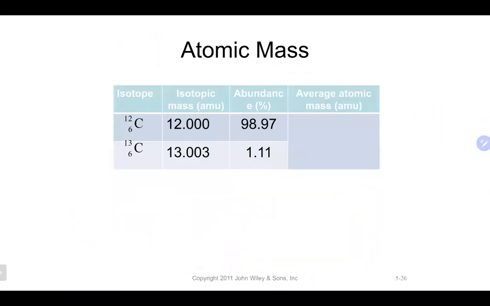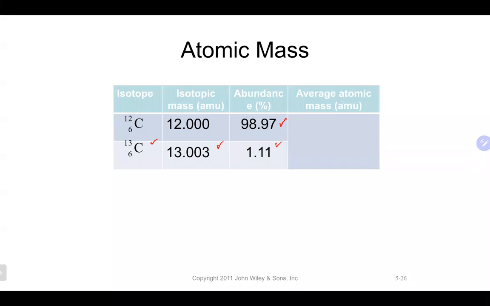So let's take a look at carbon here. These are the two naturally occurring isotopes for carbon, the carbon-12 isotope and the carbon-13 isotope. Carbon-12 has a mass of 12 and occurs roughly 99% of the time. Carbon-13 has a mass of about 13 and occurs about 1% of the time. The first thing when you look at a situation like this is to quickly look at the percentages and make sure that they add up to approximately 100. It may not be perfect, but it should be in the 100 ballpark. If they don't add up to 100, you're missing an isotope along the way.